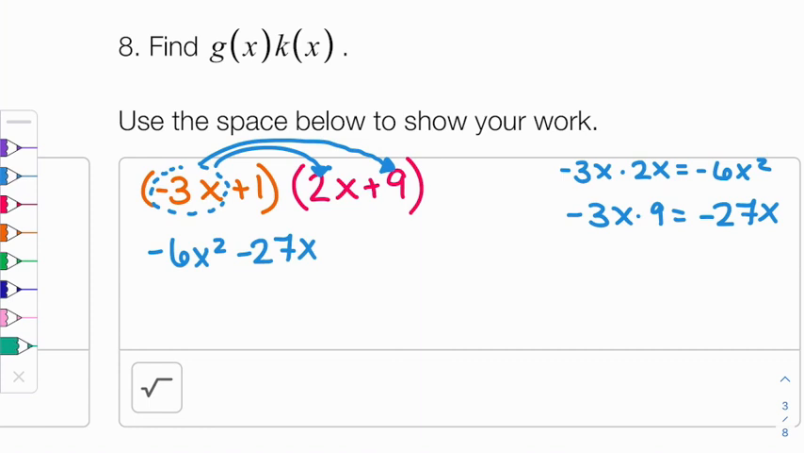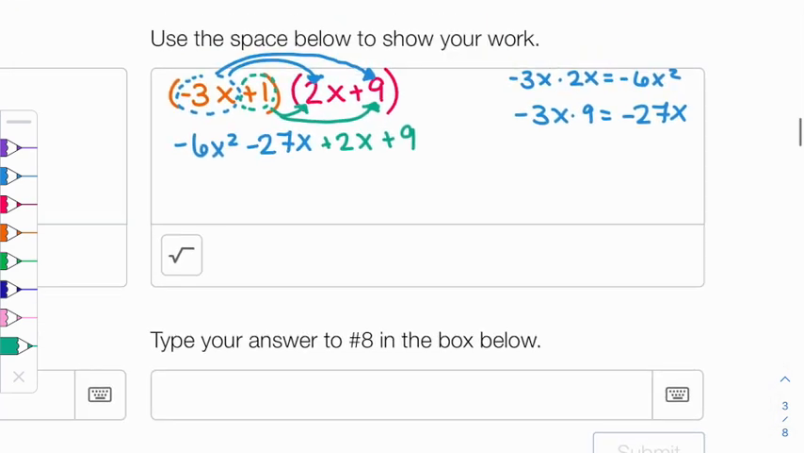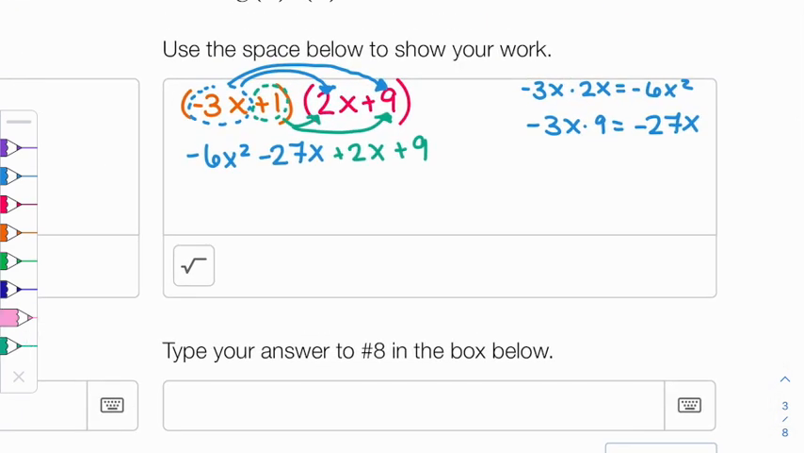And then I'm going to take the 1 and I'm going to multiply it to both terms here. Again, multiplying by 1, pretty boring. This is just plus 2x plus 9. Again, actually this time I do have like terms. My two middle terms are like terms. So this becomes -6x squared minus 25x plus 9.